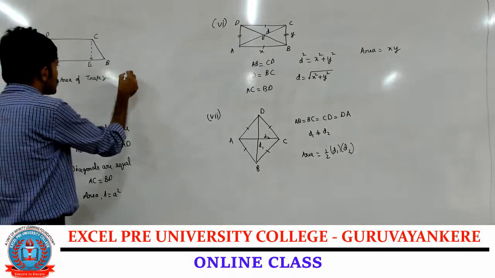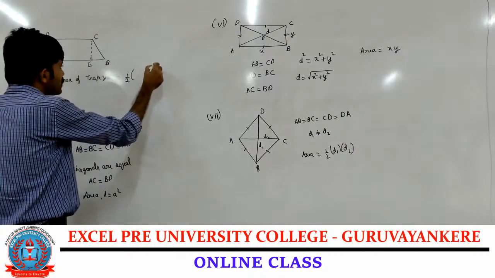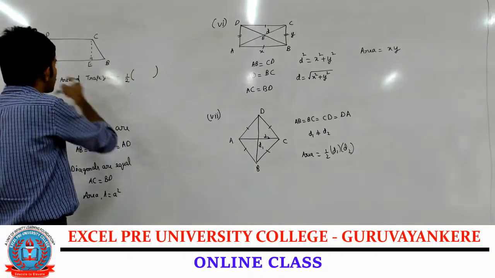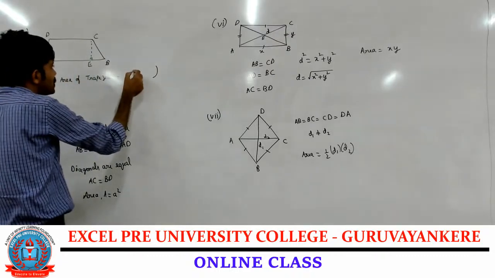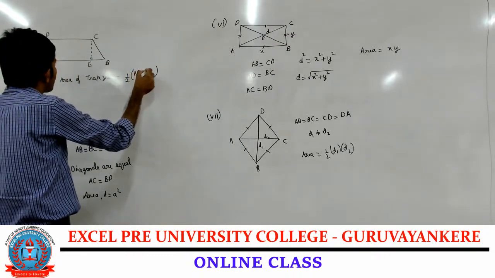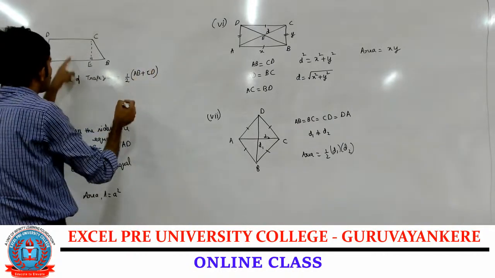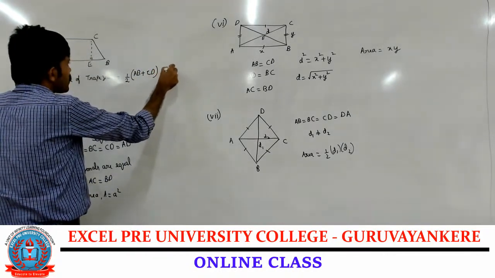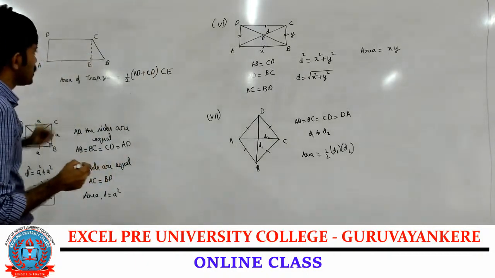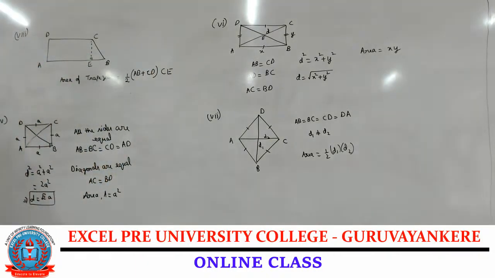The area of the trapezium can also be given as half into the sum of the parallel sides into the perpendicular distance. Which are the parallel sides here? AB and CD are the parallel sides. AB plus CD, the sum of the parallel sides, into the perpendicular distance, that is C. Now find the area of the trapezium.